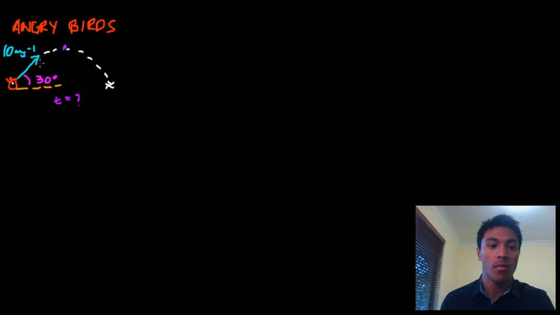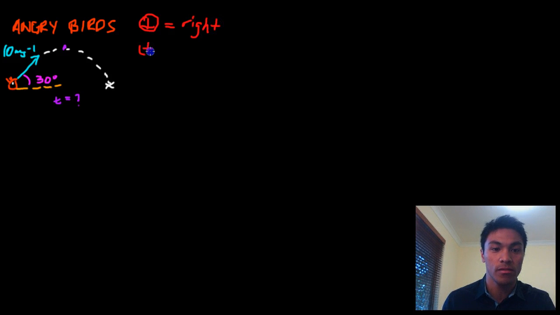First off, remember, with any two-dimensional motion, we need to split it into its component motions, being the component in the vertical direction and the component in the horizontal direction. In the horizontal direction, we know that to the right is positive. In the vertical direction, we know that an upwards motion is a positive motion. So let's get it going.